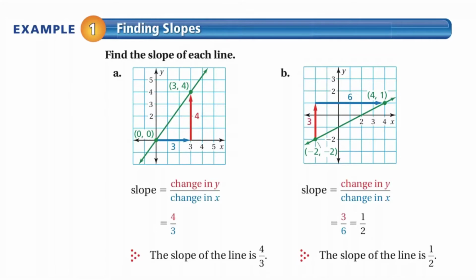Change in y over change in x. When we look at B, we have that green line there, and we look at the first coordinate. We're going from left to right here. The y is -2. For the second coordinate, the y is 1. So to go from -2 to 1, you went 3 up. So 3 is our change in y. That's what goes on top. Going over, we go from -2 to 4, which is a change of 6. So it's 3 over 6, which reduces to 1/2.